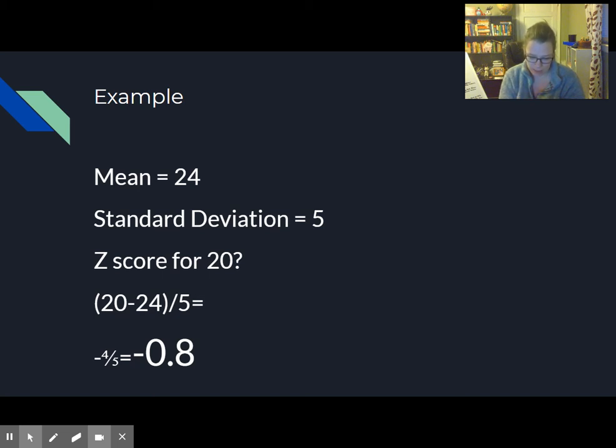How do I make it negative on my phone? That's a good question. Oh, there it is. There's my plus and minus.